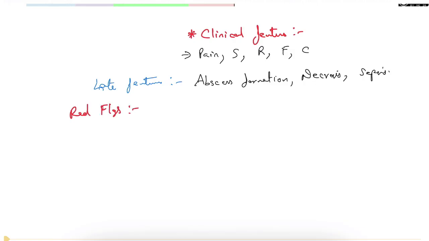Okay, so we have some red flag signs. In these red flag signs, if any patient is coming with pain out of proportion, meaning unbearable pain, we have to suspect necrotizing fasciitis. So pain out of proportion. Along with that, if you are seeing any crepitus or skin necrosis, rapid progression, or the patient in shock, then you have to suspect the patient has necrotizing fasciitis. So these are the things, very important.